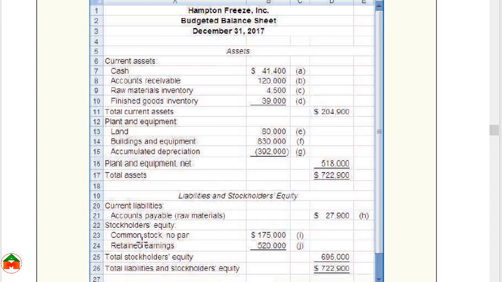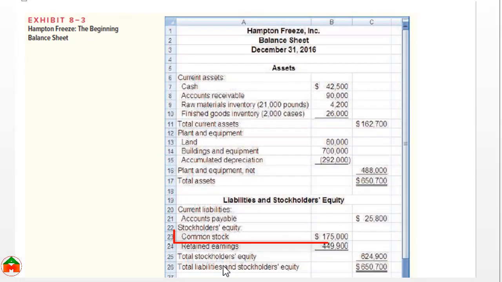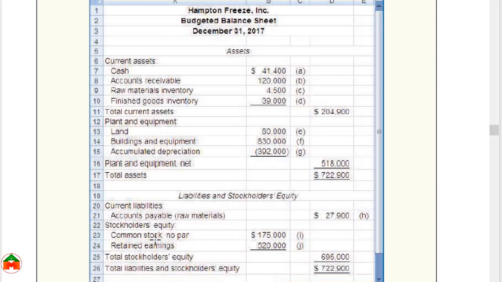In the first stage we can see common stock, and let's see the beginning balance sheet for its balance. In the beginning balance sheet our balance of common stock is 175,000, and there is no addition or deduction in this common stock. That's why this balance would be shown in the closing balance sheet, the budgeted balance sheet. We have shown the same balance because there is no change in the common stock. That means our balance of common stock is 175,000.